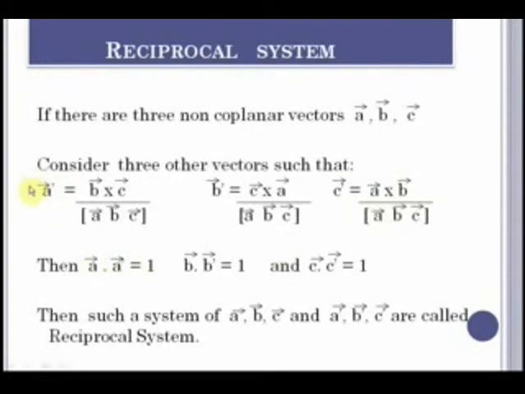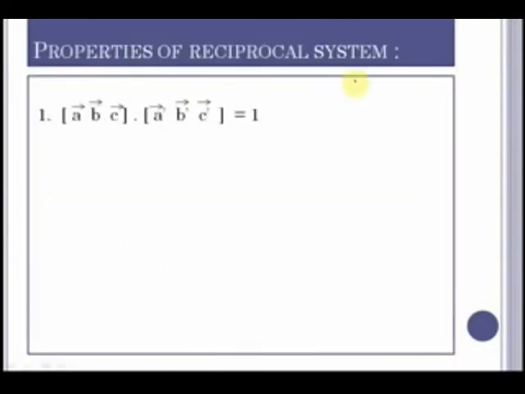Now if we take the dot product of A and A dash, then what we get is 1. Similarly, B dot B dash would be equal to 1 and C dot C dash would be equal to 1. Thus, we see that A and A dash are reciprocal of each other. B is equal to 1 by B dash, and so B dash is the reciprocal of B, and similarly C dash is the reciprocal of the vector C. So such a system of A, B, C and A dash, B dash, C dash is called the reciprocal system. Now let's see some of the properties of the reciprocal system.